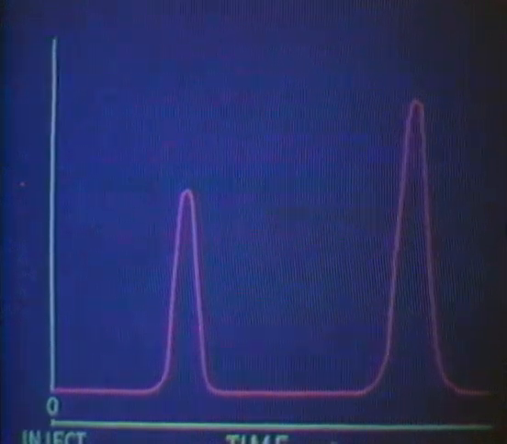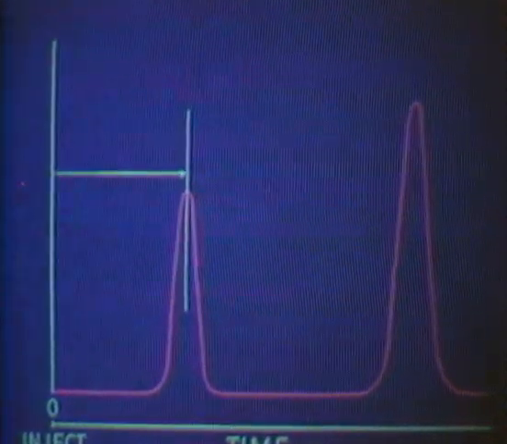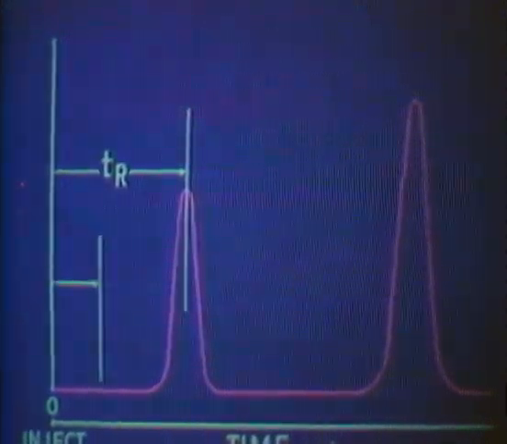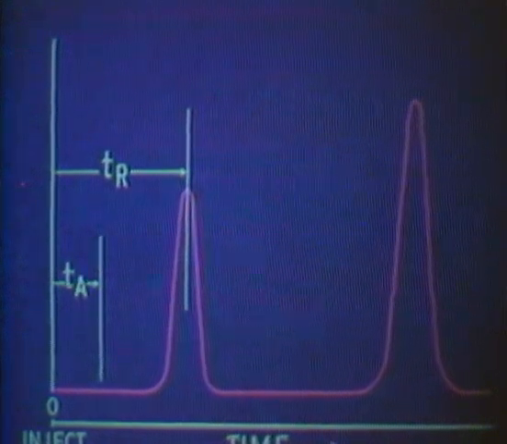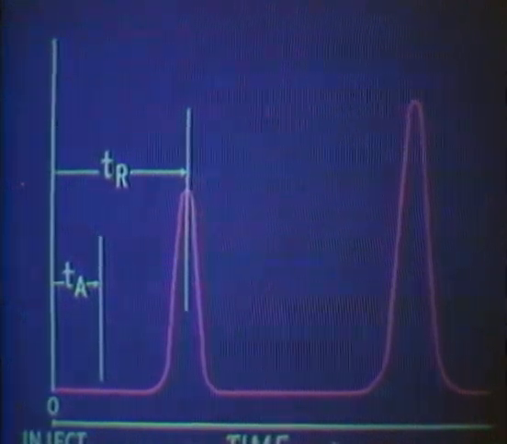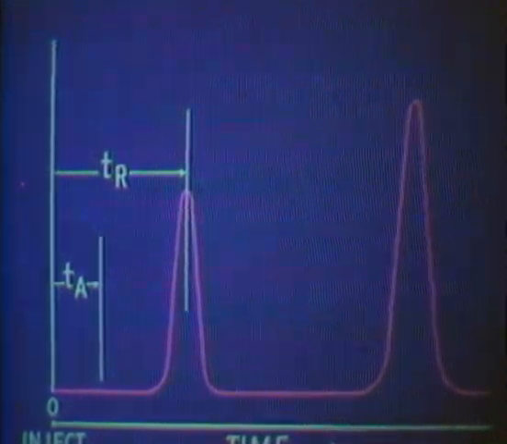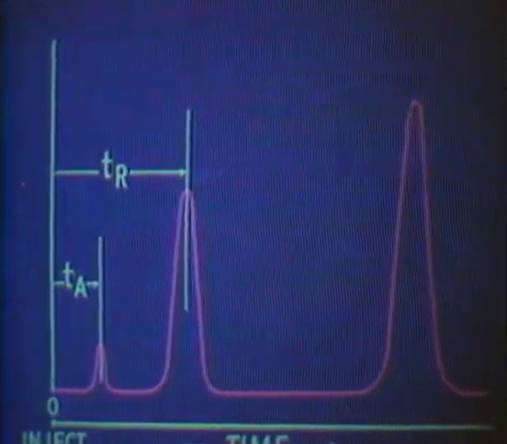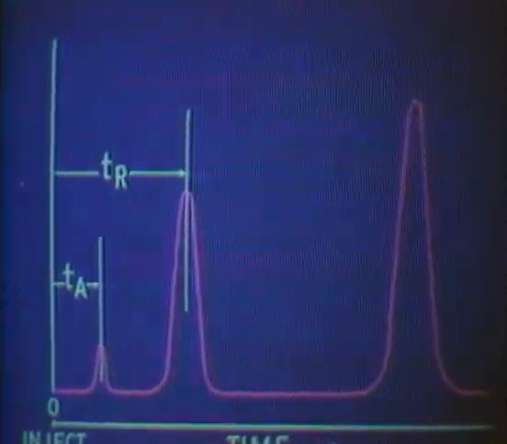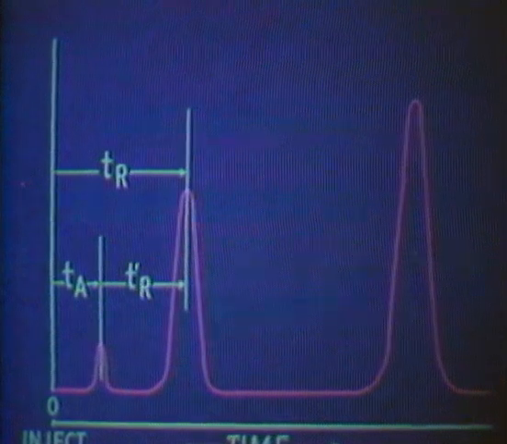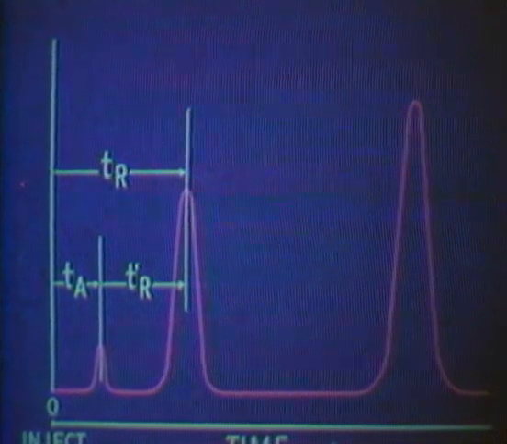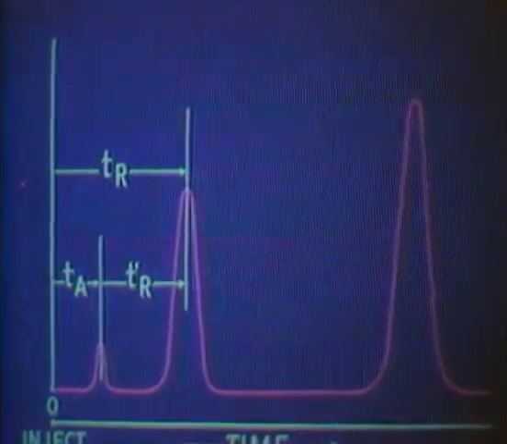The time from the point of injection of the sample to the peak maximum is known as the retention time, TR. Part of it is the gas holdup time, TA, the time required for the carrier gas to move through the column. It is easily determined by measuring the time from sample injection to the peak of a component like air, which is not retained by the stationary phase, but stays always in the moving gas. The additional time is T'R, the adjusted retention time. It characterizes the retention of the sample by the stationary phase.